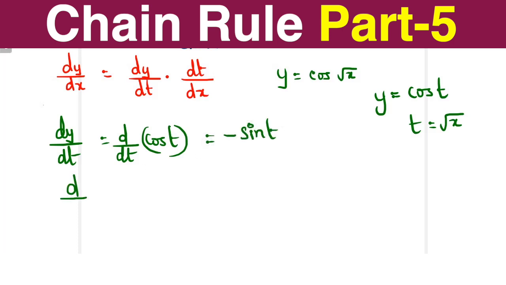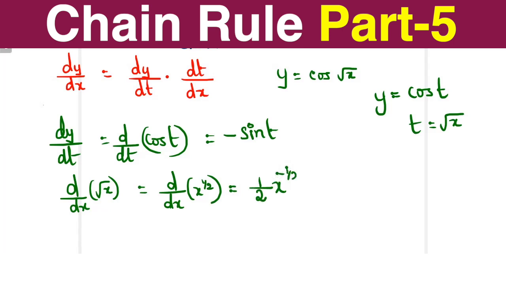Now let's calculate the d by dx of t, which is nothing but root x. This is nothing but d by dx of x power half. So we know how to differentiate this. This is 1 by 2 x to the power minus half. This is 1 by 2 root x. Now let's substitute that in the formula so that we get dy by dx. So dy by dx is nothing but minus sine t into 1 by 2 root x.